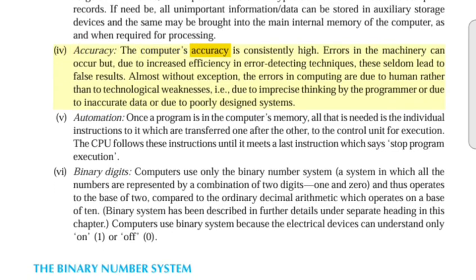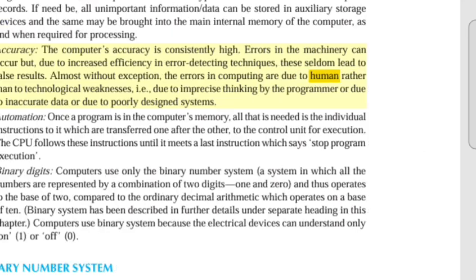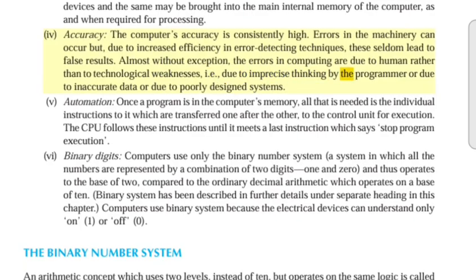Accuracy. The computer's accuracy is consistently high. Errors in the machinery can occur, but, due to increased efficiency in error detecting techniques, these seldom lead to false results. Almost without exception, the errors in computing are due to human rather than to technological weaknesses, i.e., due to imprecise thinking by the programmer or due to inaccurate data or due to poorly designed systems.